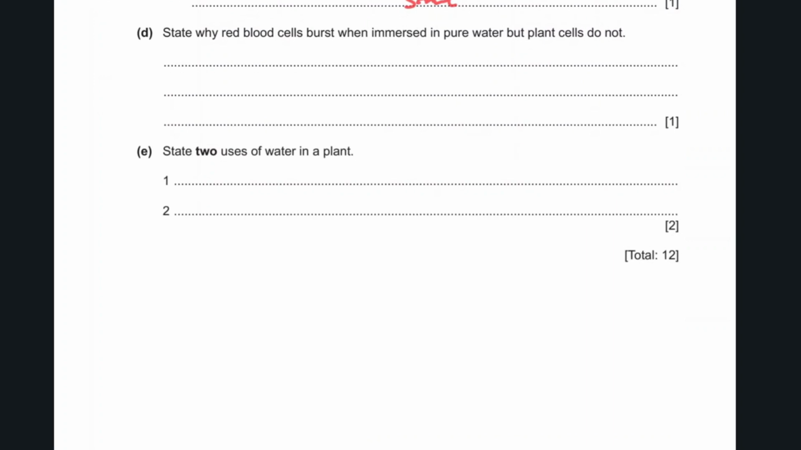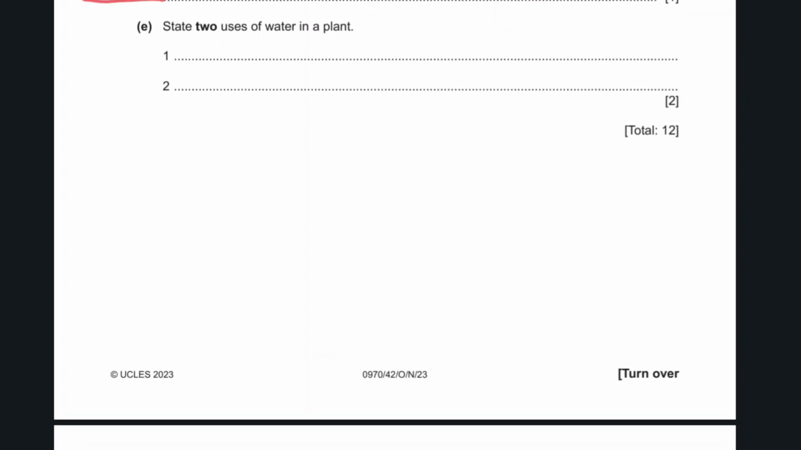Next is: state why red blood cells burst when immersed in pure water. What happens in the pure water? So this is RBC. Why does it burst when water keeps on entering? The reason is that there is no cell wall, so more water enters and it will not withstand the high pressure, due to which the cell will burst.